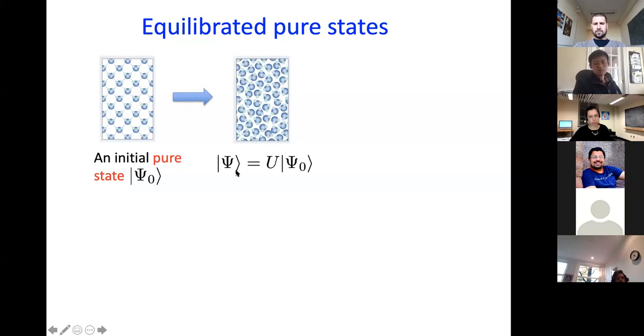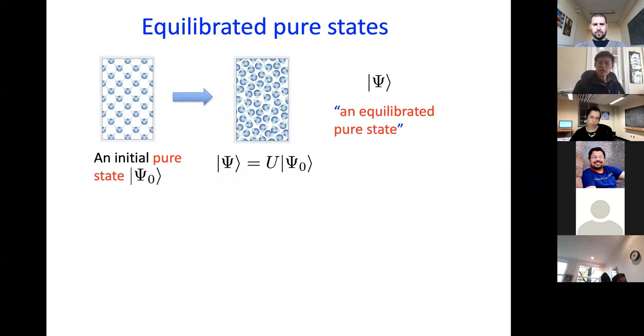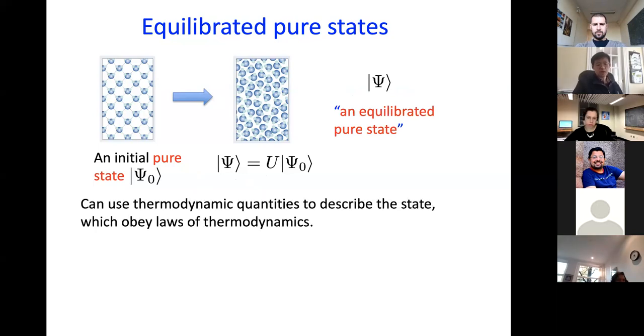After the system reaches the equilibrium state, the microscopic properties essentially remain the same, no longer changing with time. But the system still remains a pure state because of the unitarity of quantum mechanics. So we call such a state an equilibrated pure state. For many purposes, this kind of equilibrated pure state just behaves like a thermal state. We can use thermodynamic quantities to describe microscopic properties of the state, and those thermodynamic quantities will obey the laws of thermodynamics.